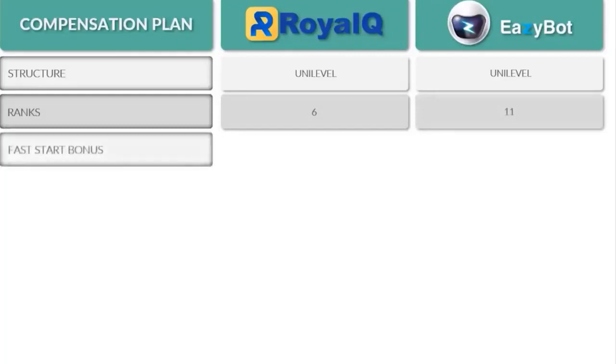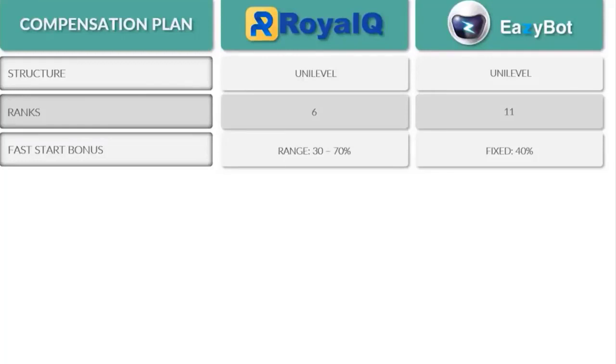A fast start bonus is present with both Royalq and Easybot. There is a range for this with Royalq. Fast start bonus is paid on that $100 annual activation fee. So when you're V1 rank, the very first rank in Royalq, you're getting 30% of that $100, in other words, $30. On the high end, when you get all the way up to the top rank in the company, V6, you're going to be earning $70, 70% on that $100 activation fee.